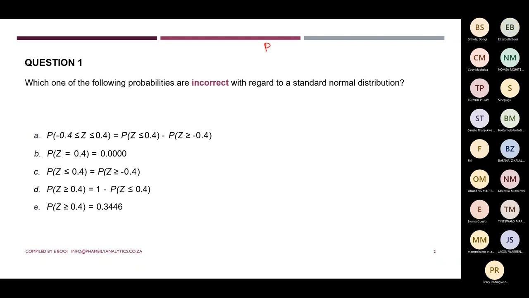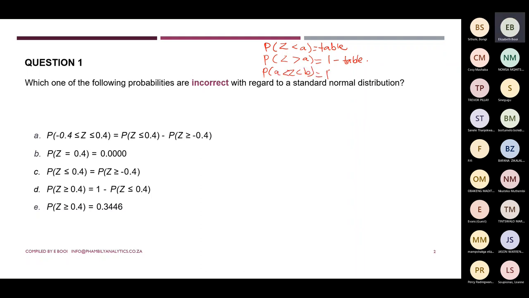The probability of Z less than a value, that is the value you find on the table. If it's the probability of Z greater than a value, whether less than or equal or greater than or equal, that will be 1 minus the value you find on the table. And if it's the probability that Z lies between two values, A and B, then it will be the table value for the second one minus the table value for the first one. If you know this logic, nothing will go wrong when you answer questions, especially on normal distribution and sampling distribution. So let's try to answer this question and find which one is incorrect.